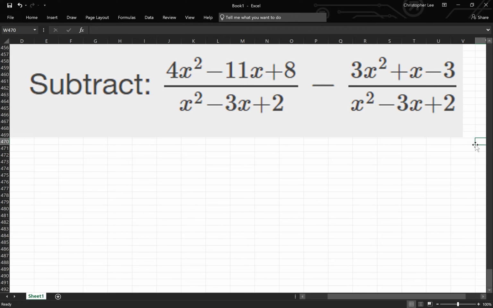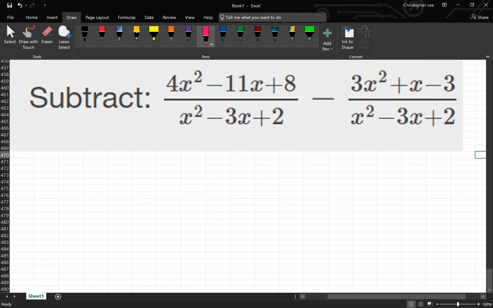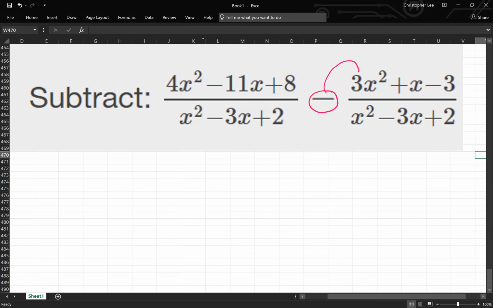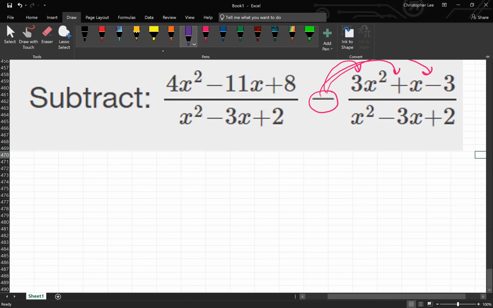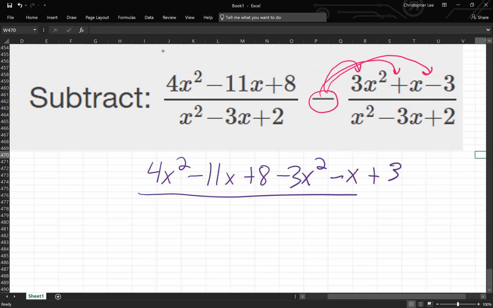All right, so let's take a look. If it was me, it's just my preference. I like to distribute my negative and then combine like terms. If you want to do it vertical, go right ahead. Don't let me stop you. So I have 4x squared minus 11x plus 8 minus 3x squared minus x plus 3. And of course, all of that is over the same denominator, x squared minus 3x plus 2.